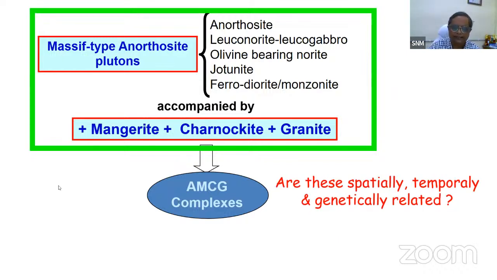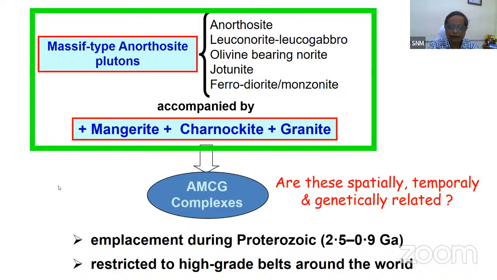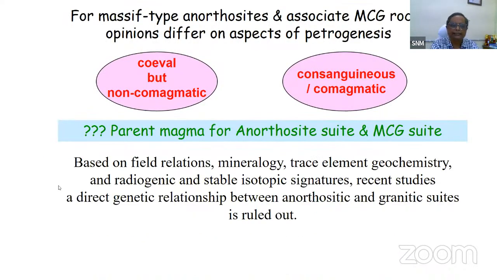Now the question is whether they are spatially, temporally and genetically related. They are emplaced during a restricted time period, and they are mostly restricted to high grade belts across the world. So much work was devoted to understanding this genetic question, whether they are coeval only, non-co-magmatic, or co-magmatic in nature. And what was the parent magma for these anorthosite and MCG suite of rocks?